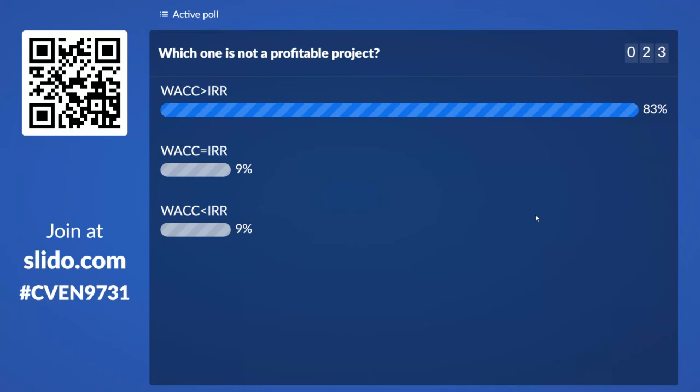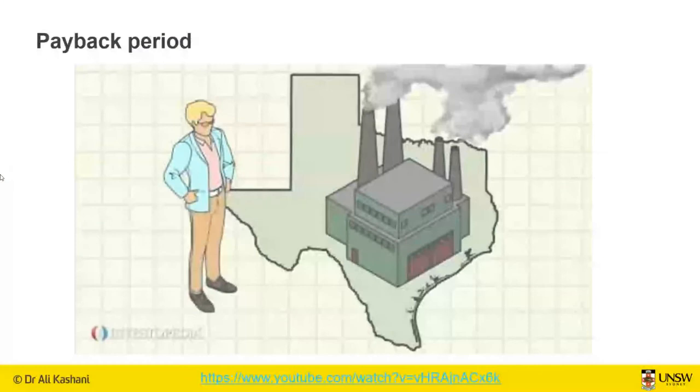So yeah, that's right. The weighted average cost of capital should be higher than IRR for the project to be not profitable. If the weighted average cost of capital equals IRR, then it's no loss, no profit. But if the weighted average cost of capital is below the internal rate of return, then the project is going to be profitable. Okay, so let's move on.